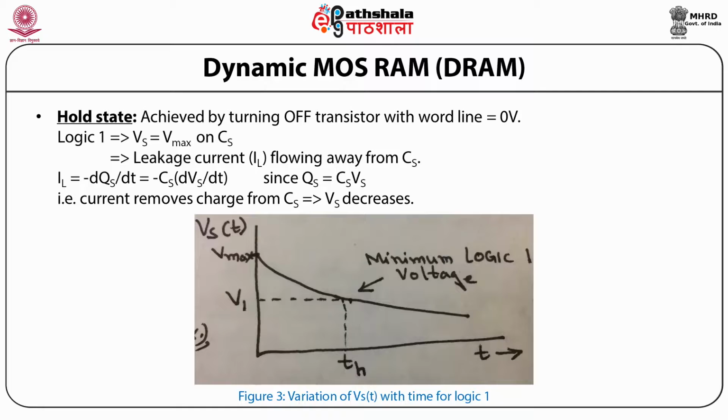So logic 1 implies Vs equal to Vmax on Cs, implying a leakage current IL flowing away from Cs. So IL equal to minus dQs by dt equal to minus Cs dVs by dt, since Qs equal to Cs Vs. That is, the current removes charge from Cs, implying Vs decreases. Now this is shown graphically in this figure.